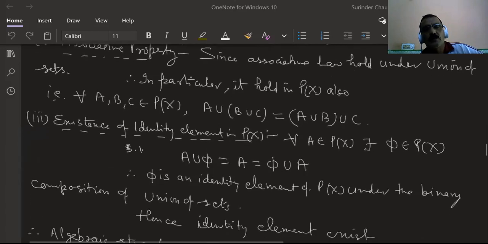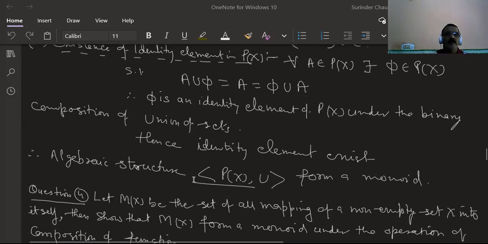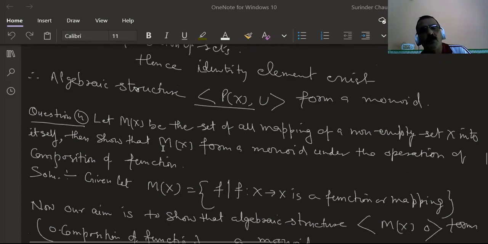Now, let us determine the existence of the identity element in Px. For all A belongs to Px, there exists phi belongs to Px such that A union phi is equal to A is equal to phi union A. Phi is an identity element of Px under the binary composition of union of sets. Hence, the identity element exists, which implies this algebraic structure forms a monoid.